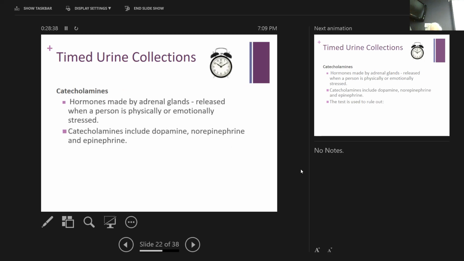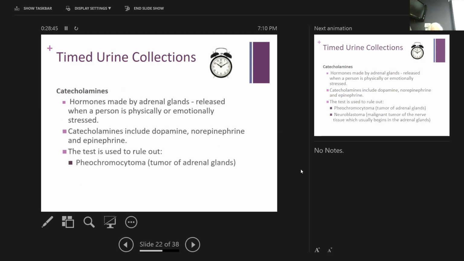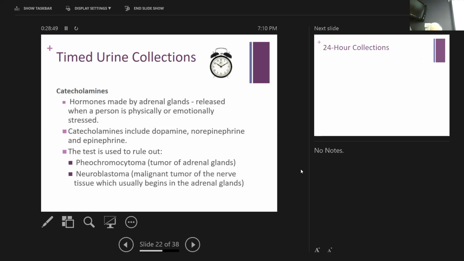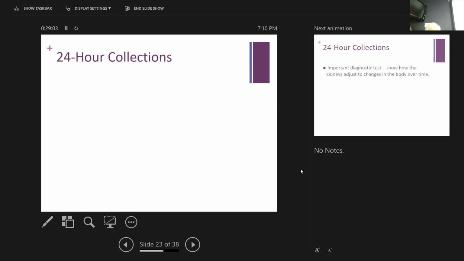And these include dopamine and norepinephrine, and it can be used to rule out tumors of the adrenals and neuroblastoma cancers. So they're used when there's a reason to want to rule them out. So these are a wide variety of the kinds of tests.